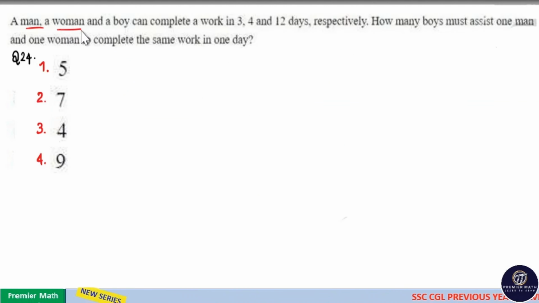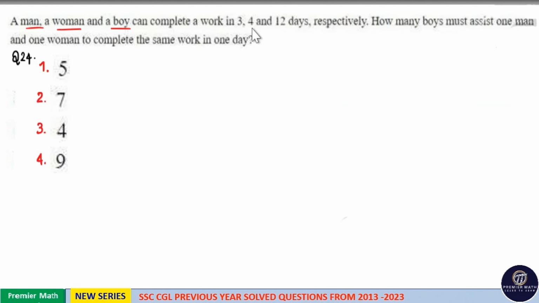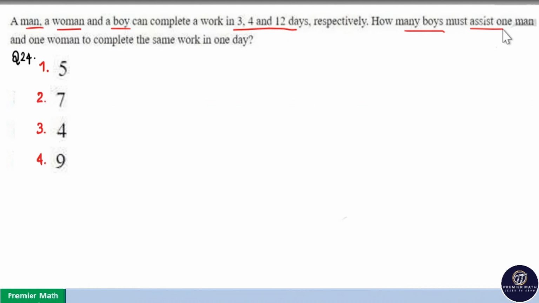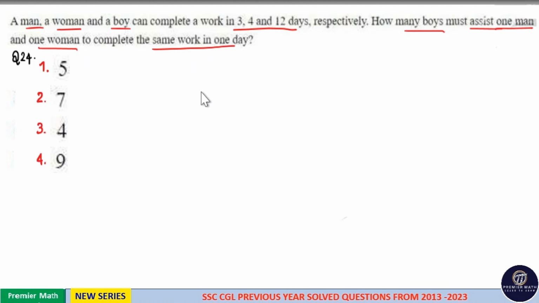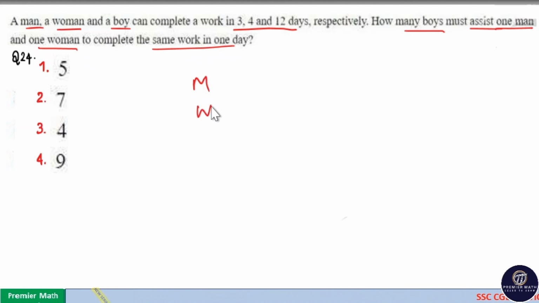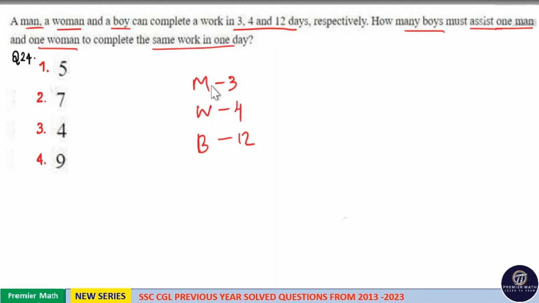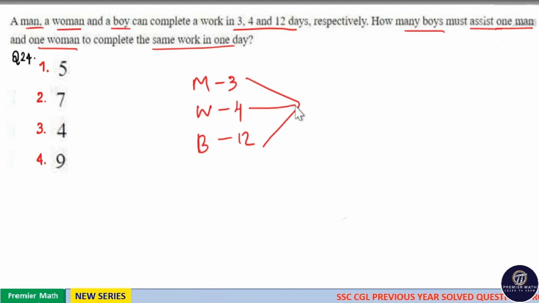A man, woman and a boy can complete a work in 3, 4 and 12 days respectively. How many boys must assist 1 man and 1 woman to complete the same work in 1 day? Here work is same and a man, woman and boy can complete the work in 3 days, 4 days and 12 days respectively. Now work is same, take the LCM of 3, 4, 12.